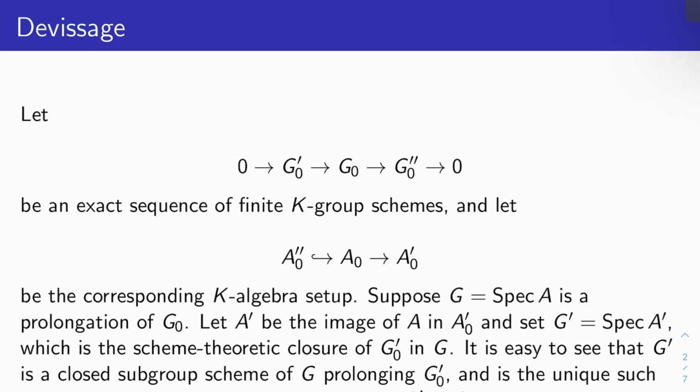Okay, let's suppose G equals spec A prolongs G0. So you can view G as just living up here. Okay, so let's let A prime be the image of A in A prime 0. So we have G up here corresponding to A down here. We can look at the image A prime in A prime 0 of A, and then we can set G prime equal to spec A prime, which lives up here maybe. And maybe you suspect this prolongs G prime 0, right? Now, incidentally, G prime is the scheme theoretic closure of G prime 0 in G.